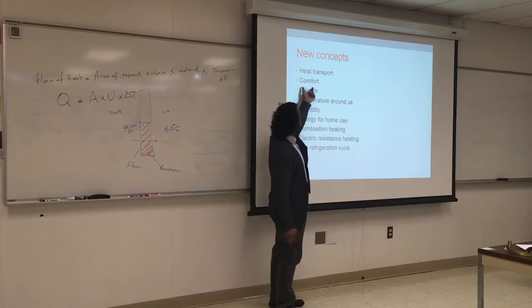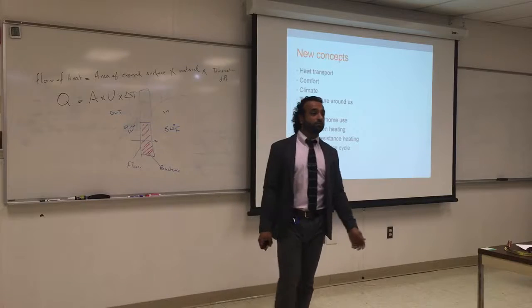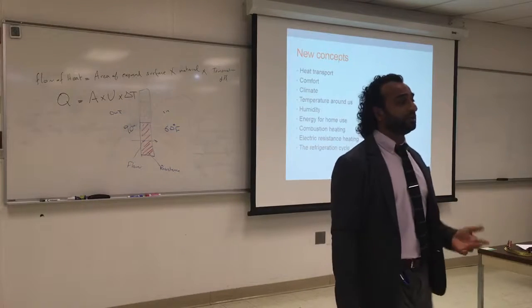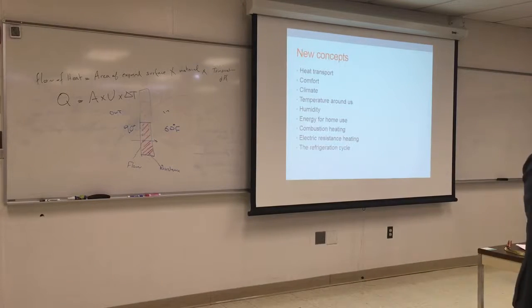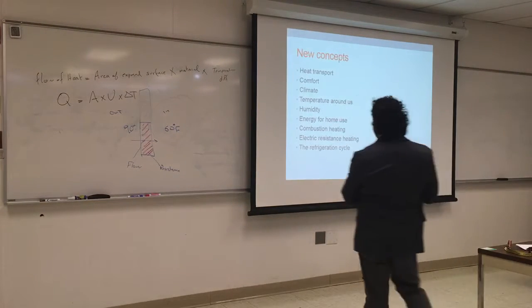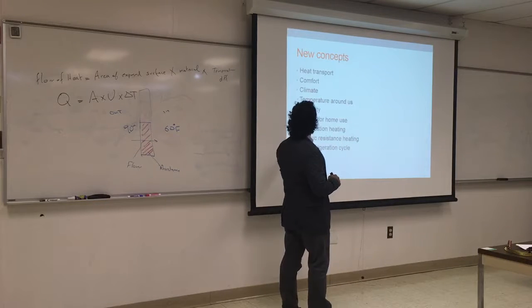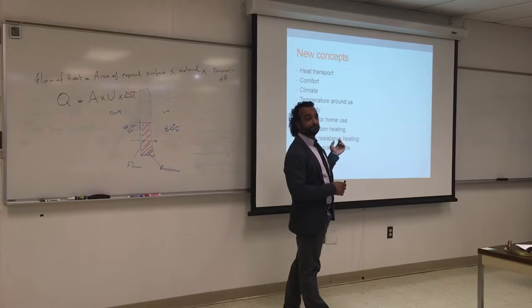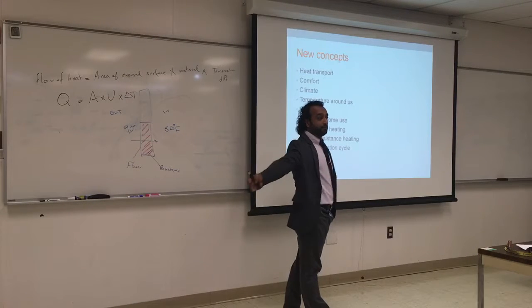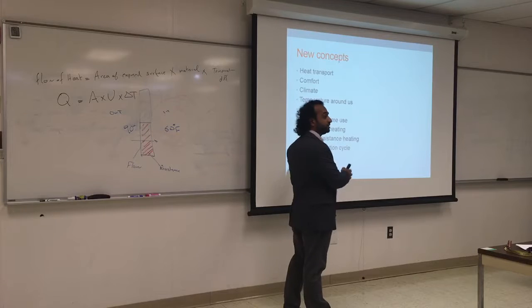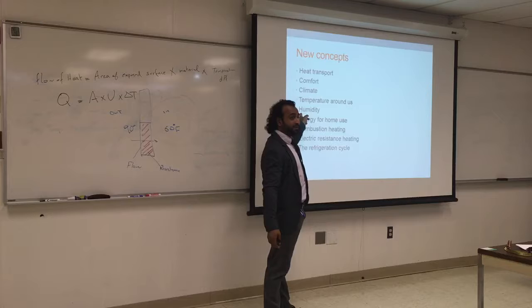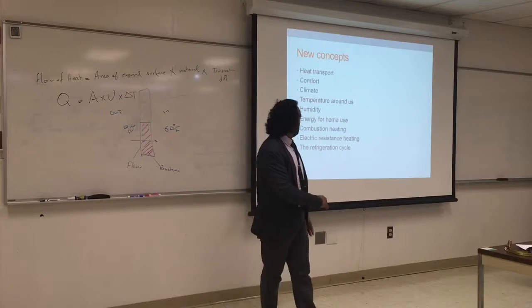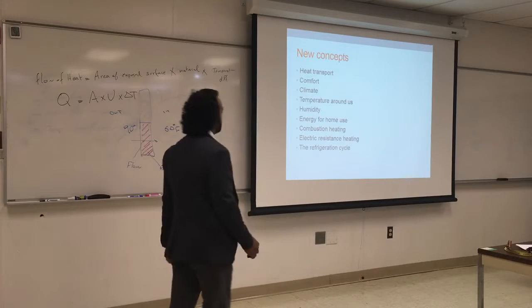We'll talk about comfort, our human comfort. What temperature you need to be comfortable in your own house, and what constitutes comfort. Okay, so the climate. What is the difference between climate and weather? Climate is weather over a period of time. Excellent. So climate is over a long period of time, weather is a short burst. Temperature around us, humidity as a factor of comfort, energy for home use, and combustion heating.